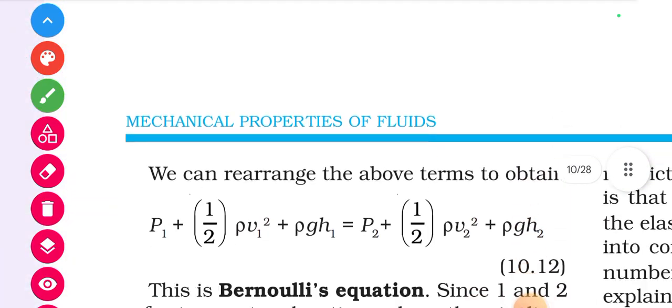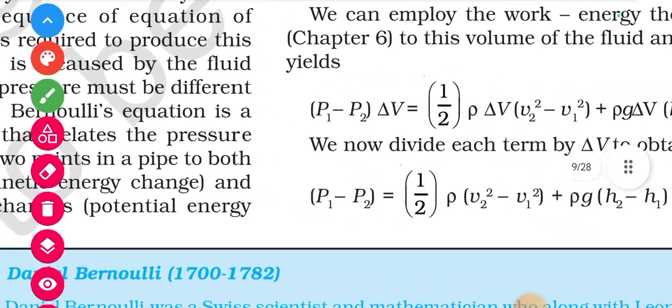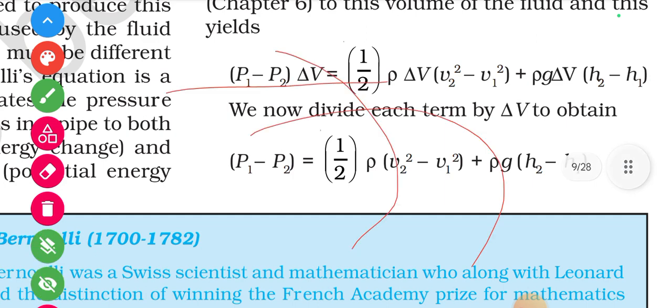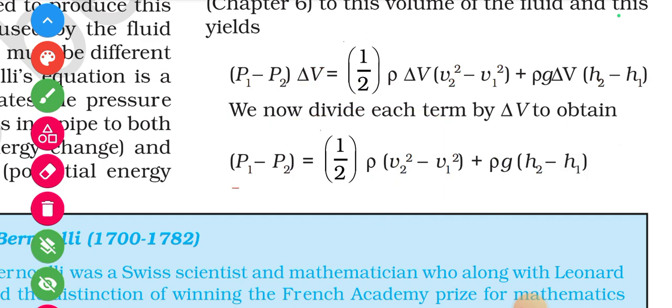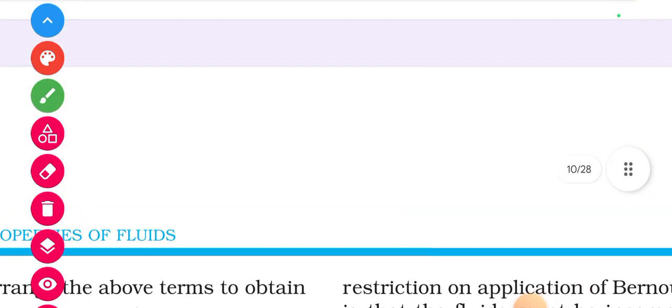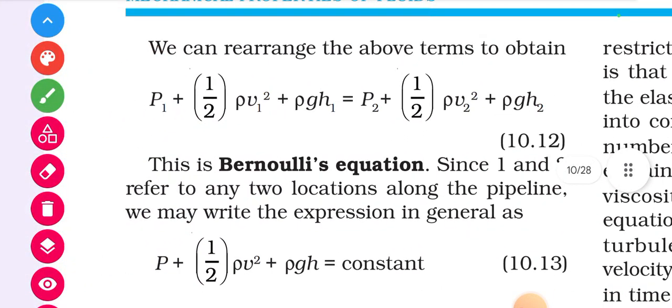When we rearrange it, we take the P1 and half rho v1 square on this side, and rho g h1 on this side. So on rearranging them, we get P1 plus half rho v1 square plus rho g h1 is equal to P2 plus half rho v2 square plus rho g h2. This is the Bernoulli's equation we have obtained.